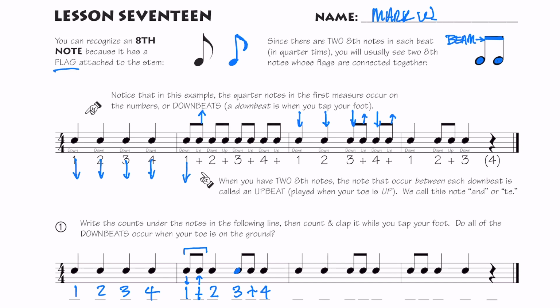So you see how every time I have a pair of eighth notes, the first one is a downbeat, the second one is an upbeat. Quarter notes, 1, 2, 3, and 4. And then 2 eighth notes, 1 and 2, 3, 4. So for right now, it's very simple. Quarter notes are just falling on the downbeats. So anytime I have quarter notes, I'm just clapping while my foot hits the ground for downbeats. Anytime that I have eighth notes, I'm going to clap and count both of those. 1 and 2, 3 and 4.